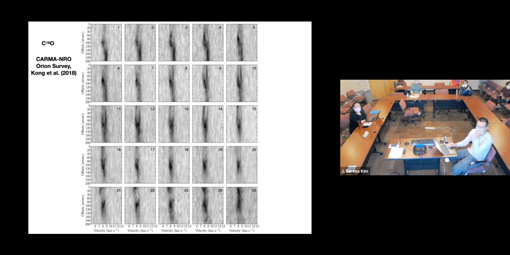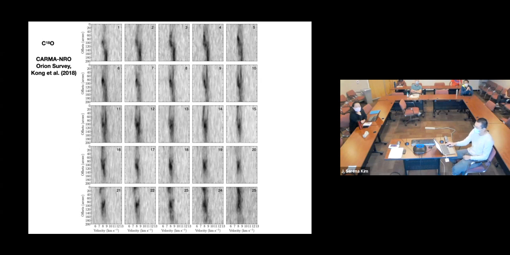We have also modeled that. A global collapse will show much higher velocity at the filament. But here it's not. It's just the two velocities separated by about 1 or 2 kilometers per second. And here the filament is at an offset of 100. So this is C18O.